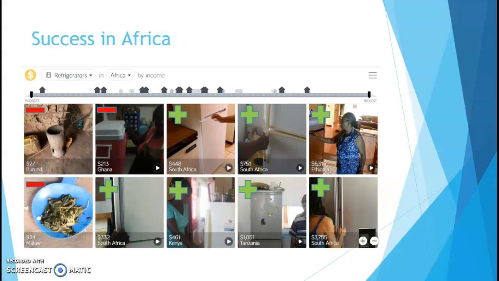Looking at successes in Africa, everything that is clearly a fridge was marked with a green plus symbol, and everything that is not a fridge is marked with a red negative sign. You can see here in Ghana, they are using just a cooler. It cannot produce cold temperatures on its own through electricity. And then in Malawi, it's just a plain dish or handle spoon that has food resting in it.